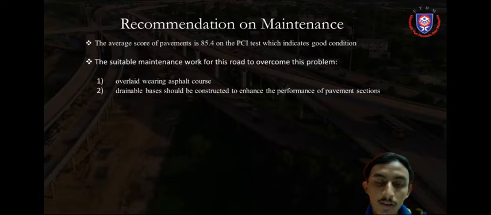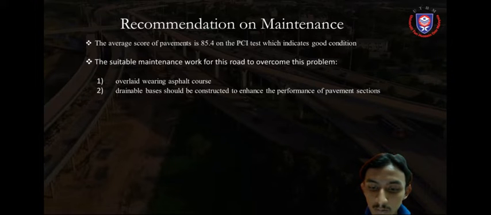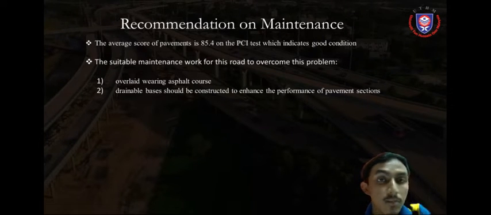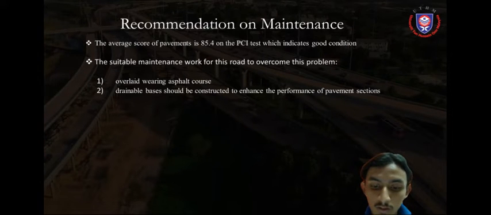Based on the data collected at Jalan Pansapuri, this pavement has a variety of minor distresses as mentioned above. The average score of the pavement is 85.4 on the PCI test, which indicates good condition. Although the pavement is still in decent shape, crack repair work should be carried out to prevent the road from becoming worse. For example, this pavement has a variety of minor distresses, including alligator cracking, longitudinal cracking, and bleeding, with a PCI of 87.